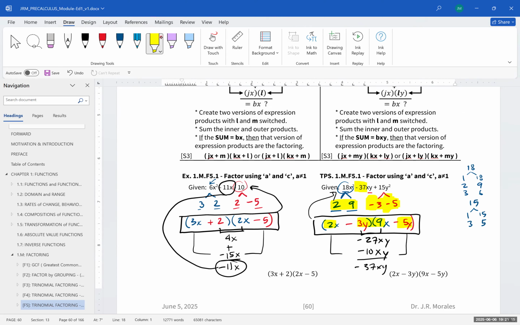But if you're not very keen on this, if you don't remember this very well, or you're just relearning this and it's been a while, that may be a difficult thing to remember. Instead, just do trial and error. Instead of negative 3, negative 5, try positive 3 and positive 5, and see if adding the inner and outer products gives you this middle term or not. Let me know if you have any questions.